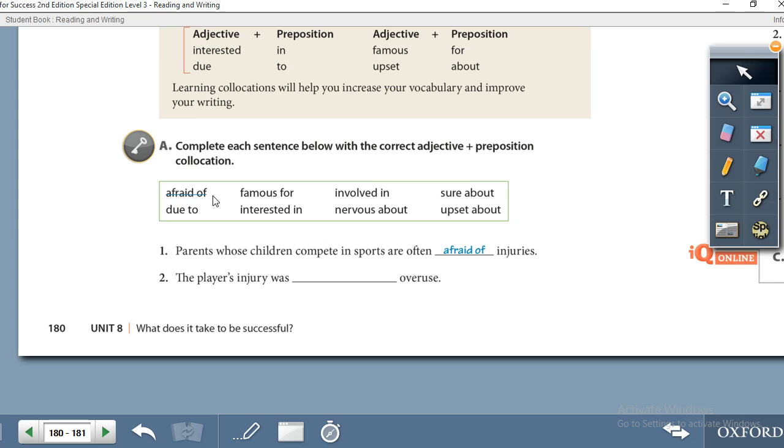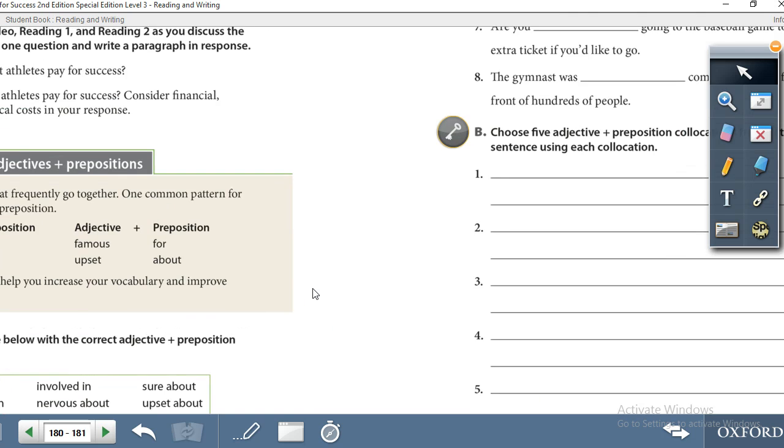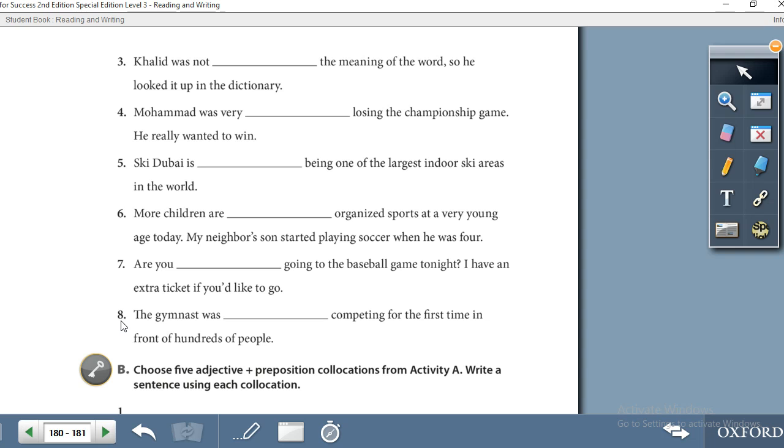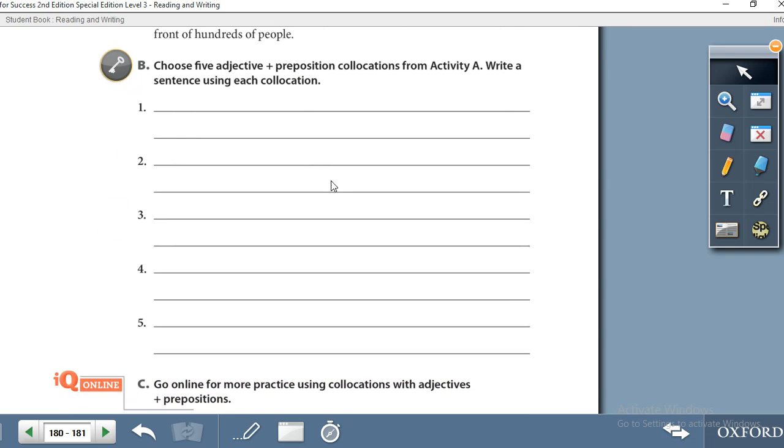Like the first one, afraid of. Let's look at number one. Parents whose children compete in sports are often afraid of injuries. And then you will complete each sentence after that using one of the adjective plus preposition collocations from the box provided. So let's look at the next page, page 181. The exercise continues up until number 8. Below that, exercise B, choose 5 adjective plus preposition collocations from activity A. Write a sentence using each collocation.